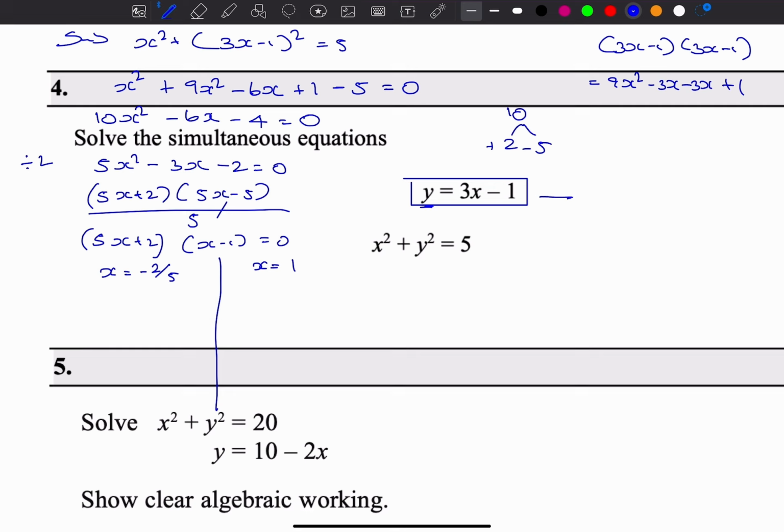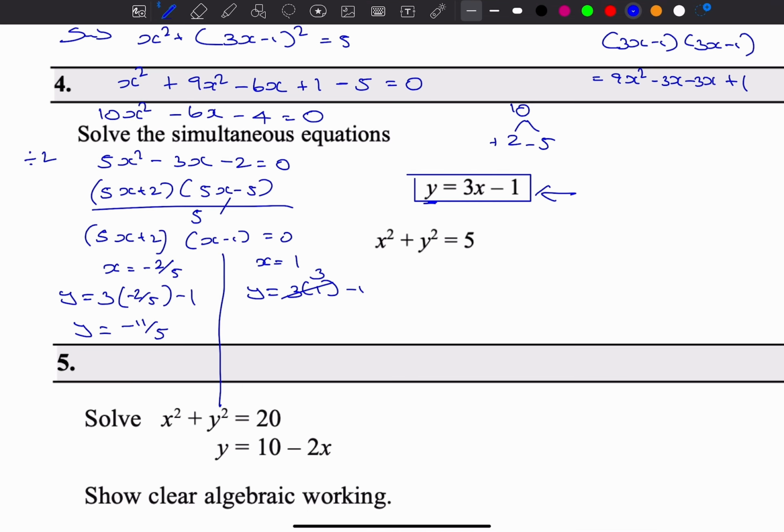And I'm going to put it in this equation always. It's easier. 3 bracket minus 2 over 5 minus 1, y equals, just type it through a calculator, that one, because it's a fraction. That gives you minus 11 over 5. Always give the answers as a fraction, never as a decimal. It's better for you. y equals 3 bracket 1 minus 1. That's 3 take away 1, that's just what? 2. Simple.